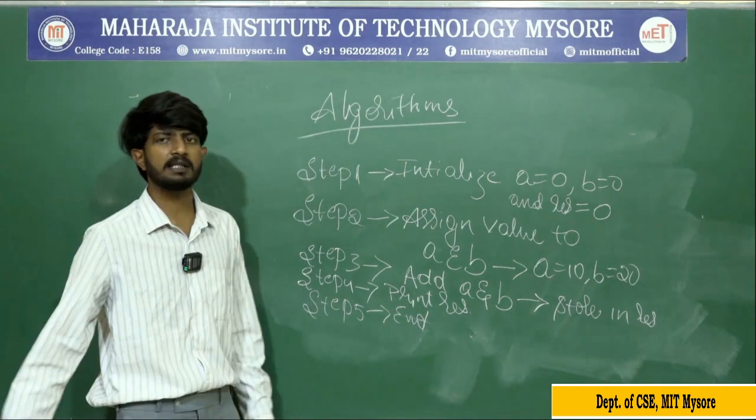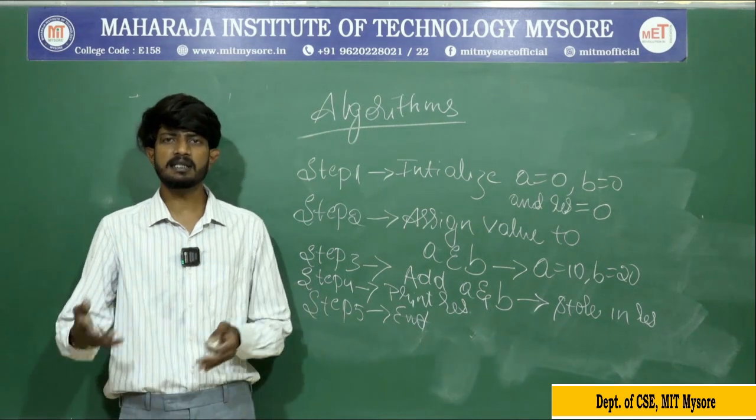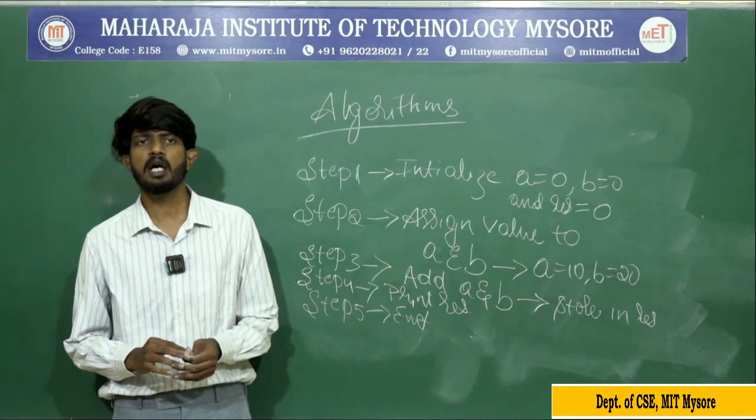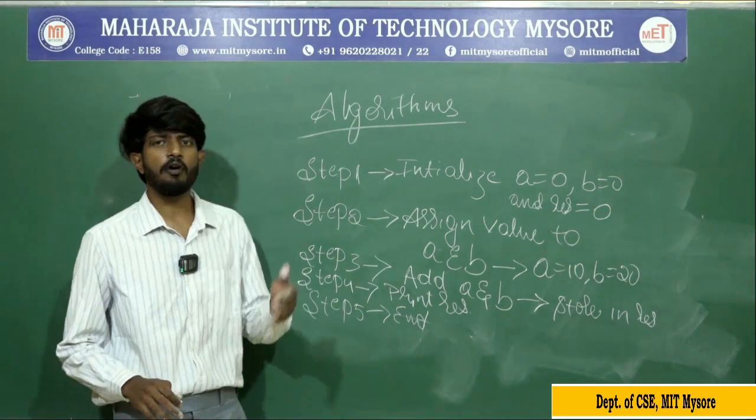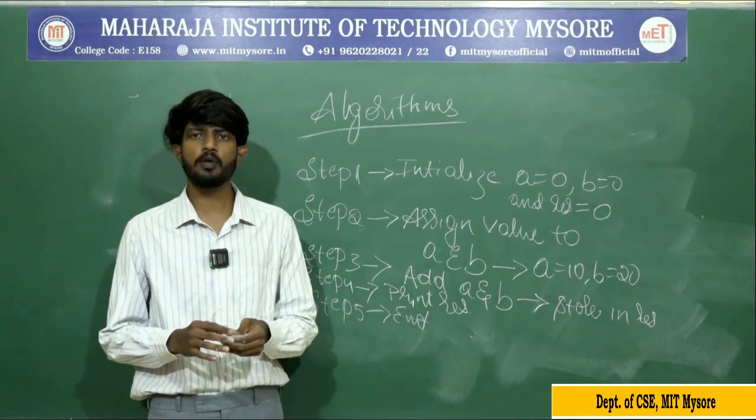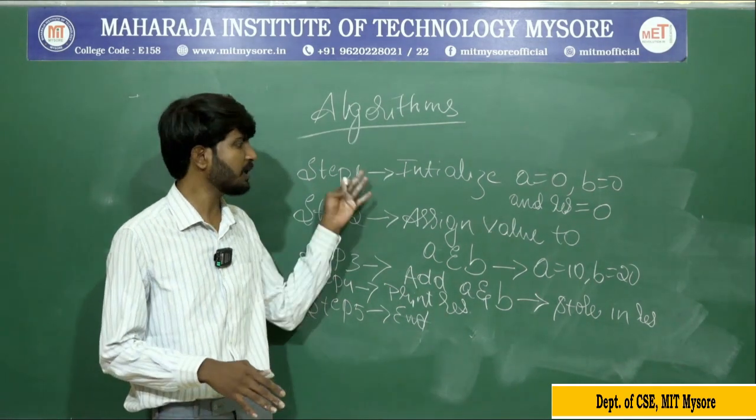So this ends our program. An algorithm is nothing but an English-like statement which symbolizes the agenda of a program. We need to follow this step by step, like what we need to do in step 1, step 2, step 3. That format should be given correctly.